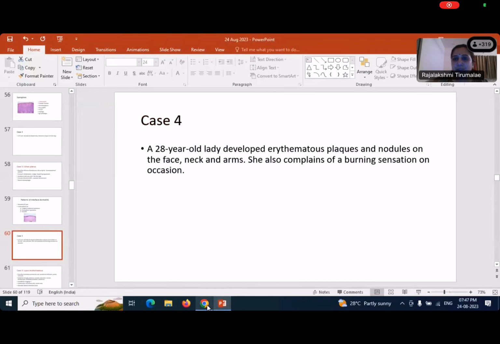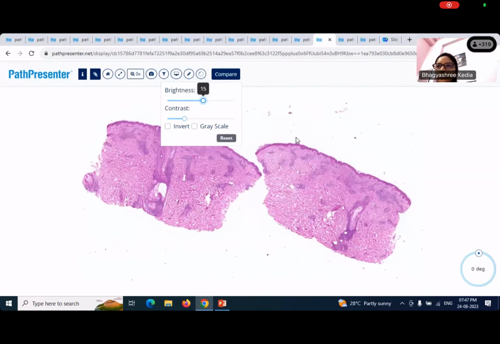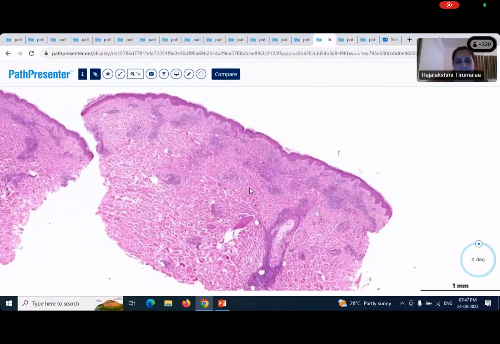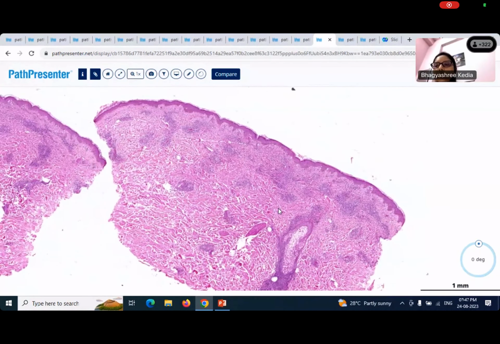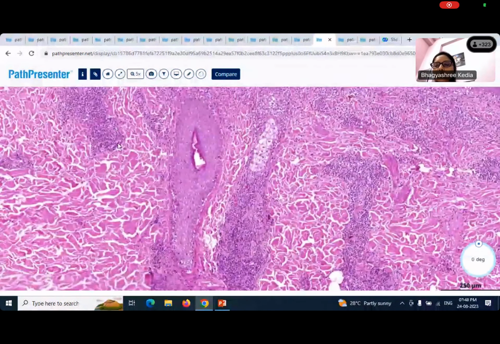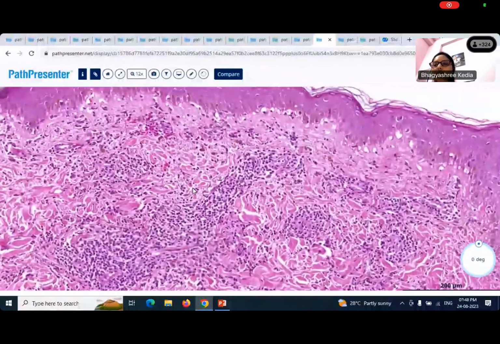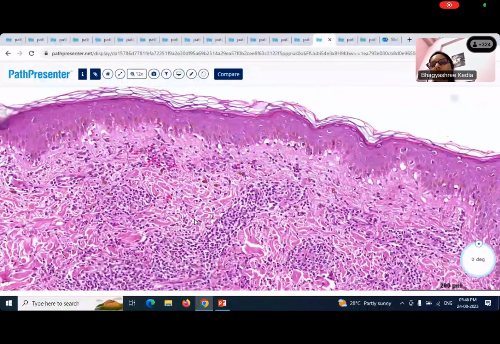Right. So now let's go to the slide. This is an H&E stain section. Okay, let me open the thing. Now you can start the slide. This H&E stain section shows dermis containing dense periappendigeal, perivascular, and perineural chronic inflammatory cell infiltrate, predominantly lymphocytes. There are also focal areas of pigment incontinence in the superficial layer of dermis. And the epidermis is normal looking with no remarkable changes.